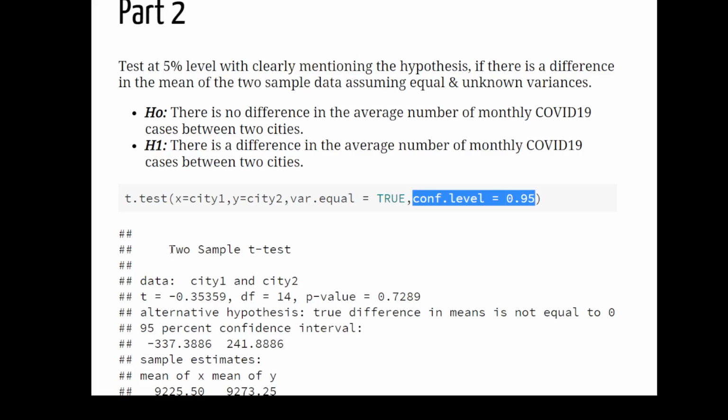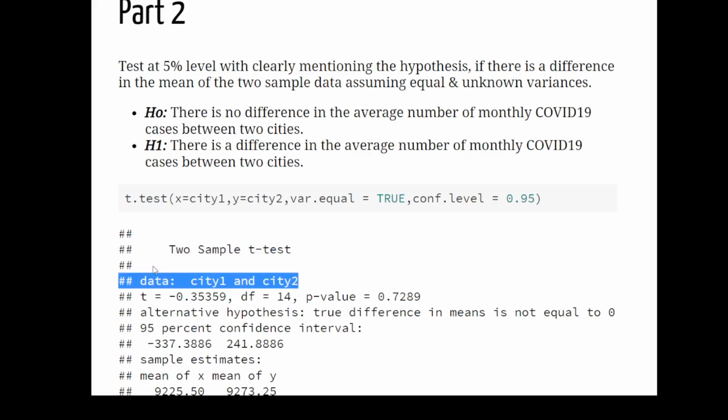So we run our procedure, and this is the output we get. Now, the name given to this test, or the headline, is two-sample t-test. And I'm going to come back to that shortly. So we have data with City 1 and City 2. That just names our two samples. Okay, there we have the test statistic.